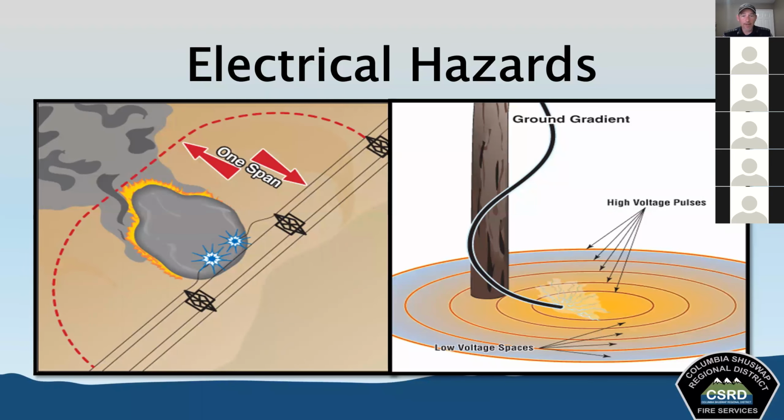So if you're inside of that gradient and you feel that tingling in your legs, place your feet close together and hop or shuffle out of the danger zone. You don't want to be taking long strides, because that's where you can actually come in contact with the different gradients. Do not attempt to walk or crawl.